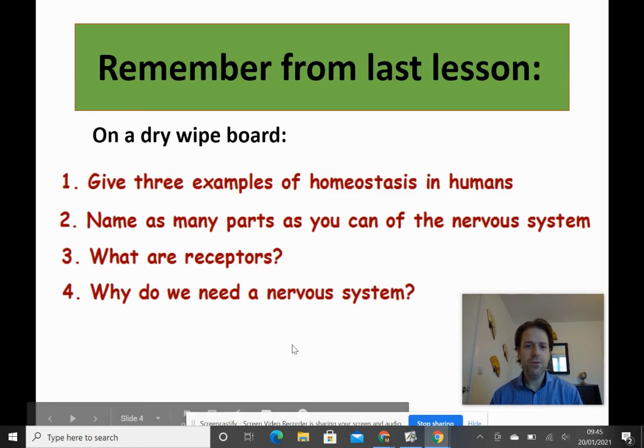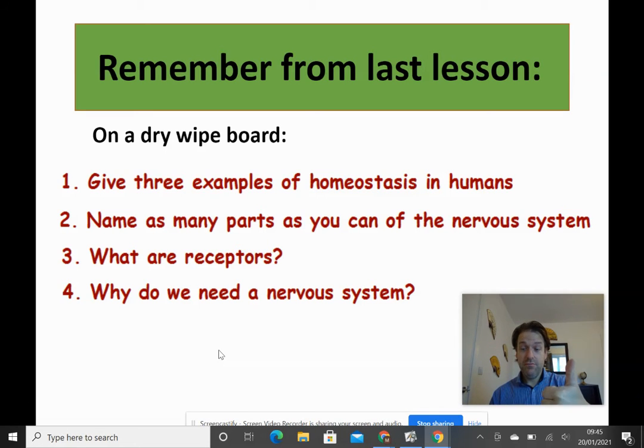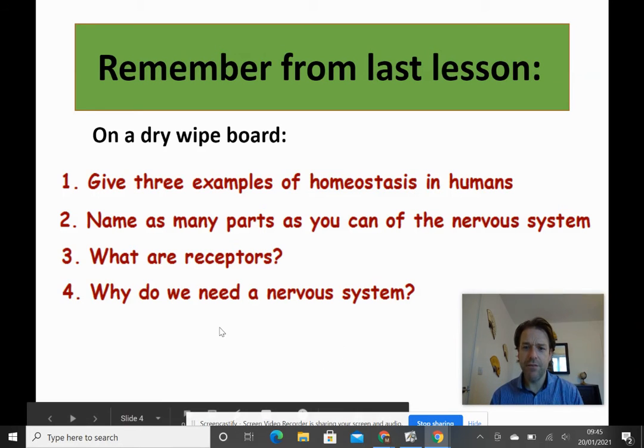So we've got loads of homeostatic mechanisms, but I think the three that you want to try and remember are temperature, maintaining our core temperature inside our body, water levels. That's where we produce more urine or less urine if we're dehydrated, and then blood glucose levels. Name as many parts as you can of the nervous system.